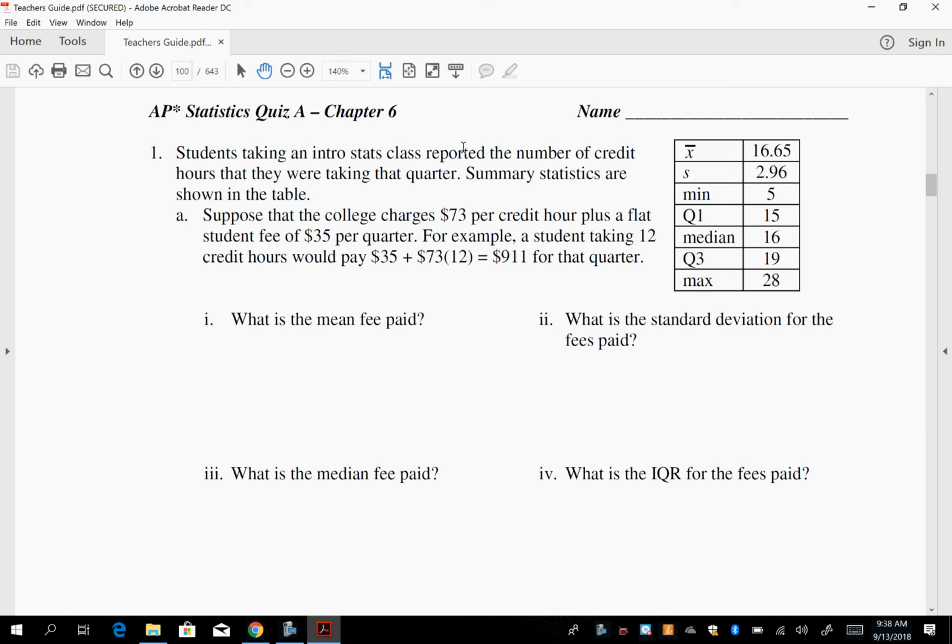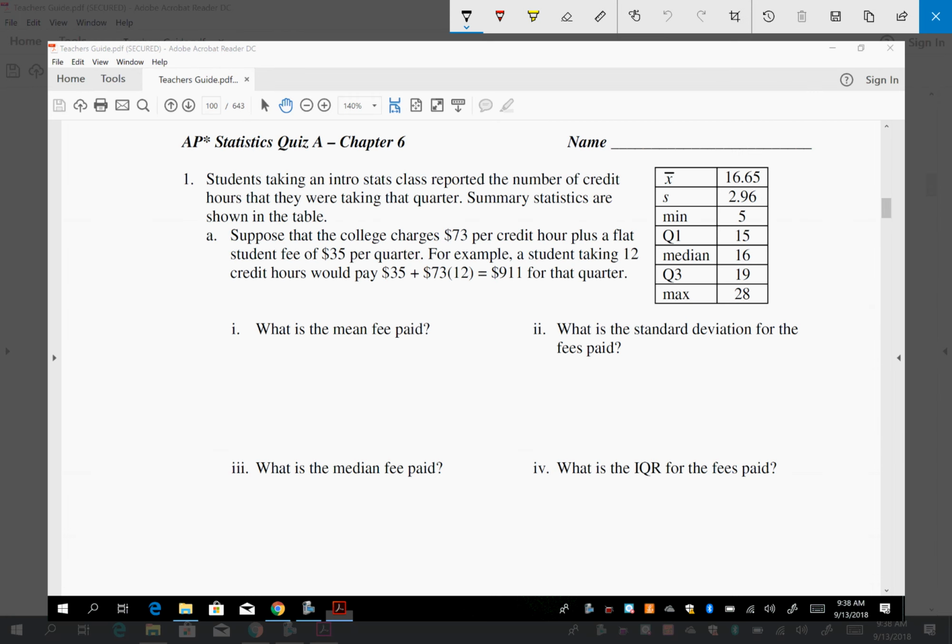All right, so let's read this one. Take a moment to read it to yourself. If you want to circle anything, highlight anything, feel free to.